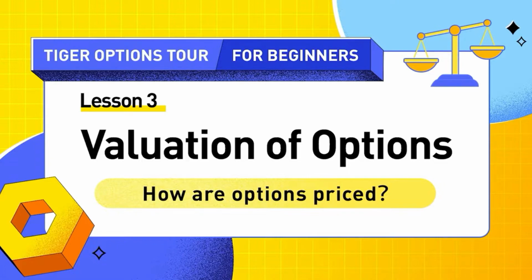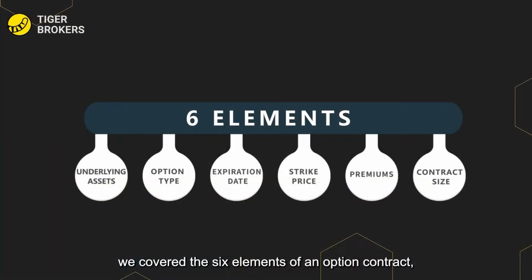In the previous session, we covered the 6 elements of an options contract, namely underlying assets, option type, expiration date, strike price, premium, and contract size. We usually say that the value of a stock ultimately depends on the profitability of the company. What then does the value of an option depend on? In this session, we will talk about the factors that affect the value of an option.